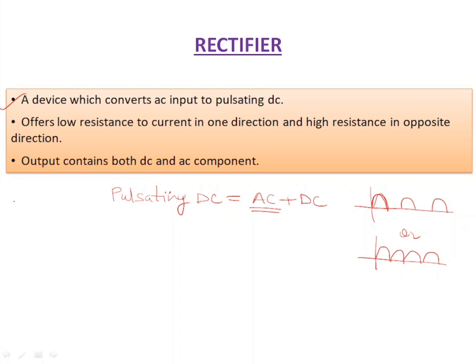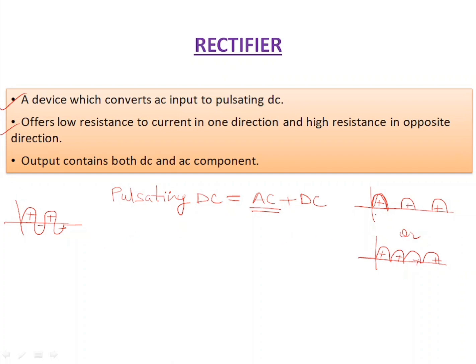So we can see the input was this. Here both positive and negative cycles were present, but at the output only positive cycles are present. So this means it is blocking the negative half of the cycle. From that we can conclude that it offers resistance in one direction but a free flow of current in the opposite direction. Now third, the output contains both AC and DC components, as we have already discussed.